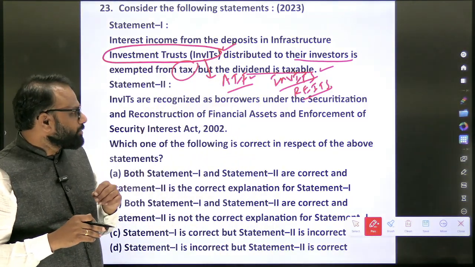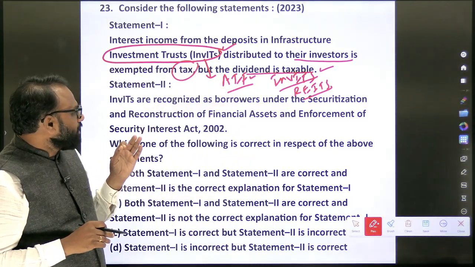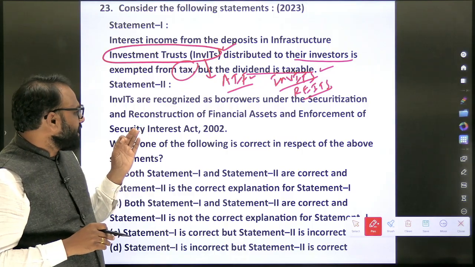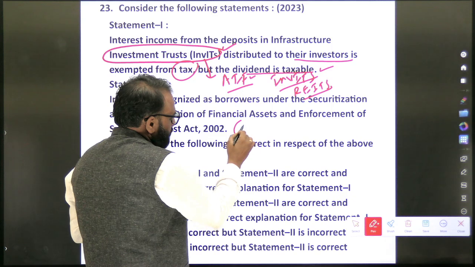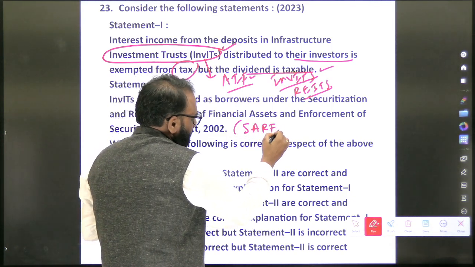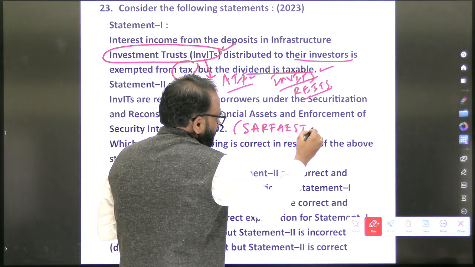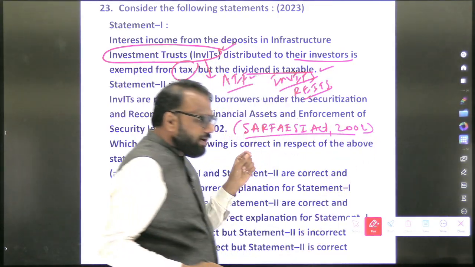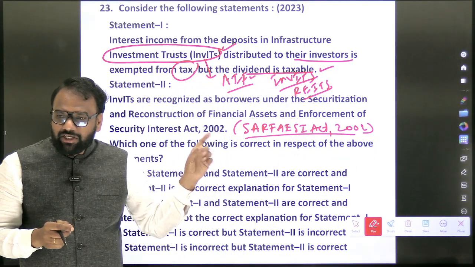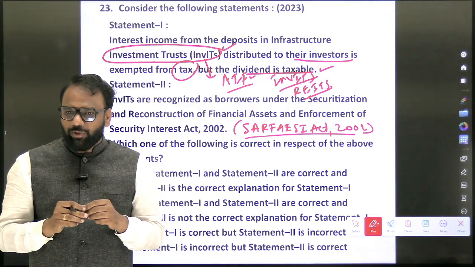Now if you look at the second option, INVITs are recognized as borrowers under the Securitization and Reconstruction of Financial Assets and Enforcement of the Security Interest Act. In short it is also called the SURFACE Act. In this year's notes I have added some detailed aspects related to the SURFACE Act. You can go through it.